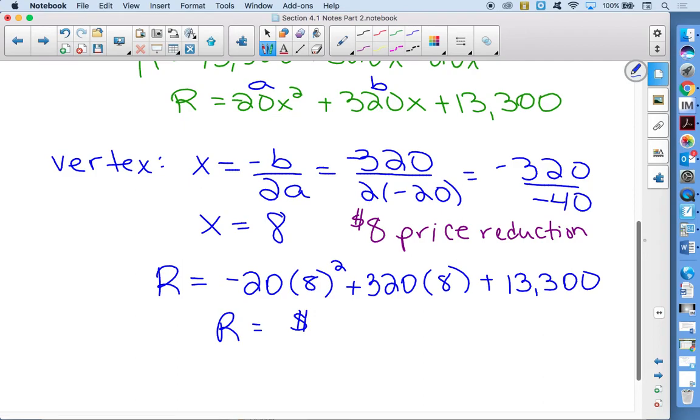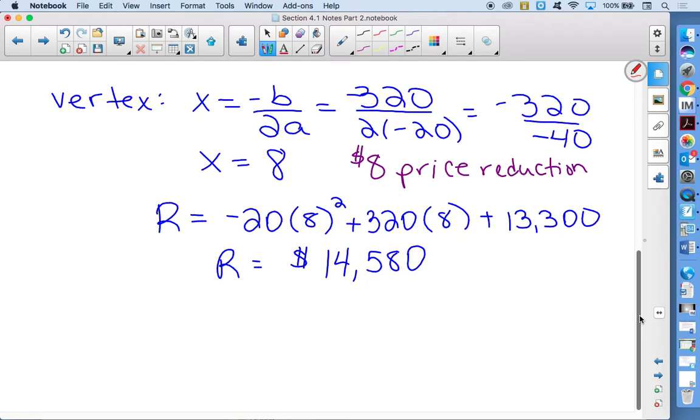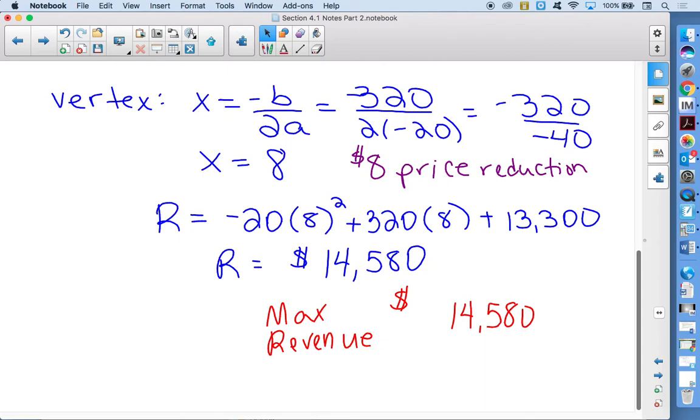To calculate that number, you can plug it in your calculator. So if we have a price reduction of $8 for every person that races, our maximum revenue with that price reduction would be $14,580. So that is the most amount of money that he can make with the price reduction of $8.